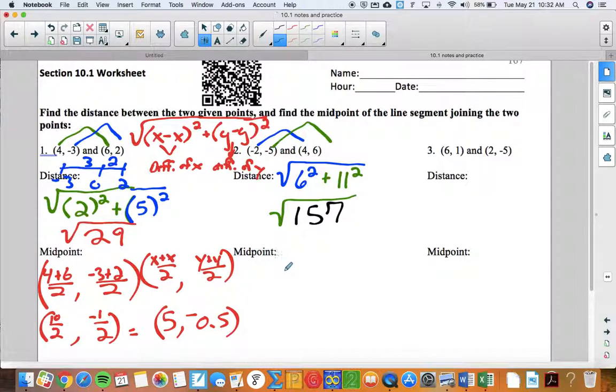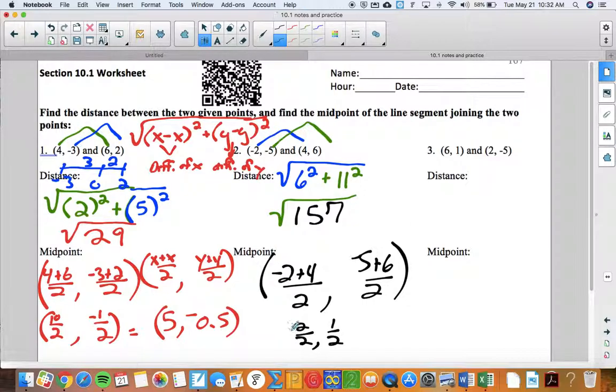Midpoint, add the x's. So negative 2 plus 4 over 2. And y's are negative 5 plus 6 over 2. So we get 2 over 2, comma 1 over 2. They should be in parentheses, by the way. Usually just at the end go back and give a pretty answer with parentheses. So there we go. There is the midpoint.